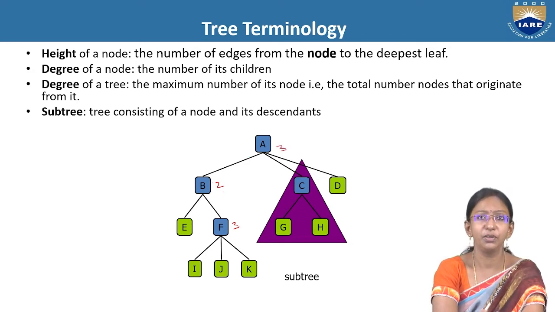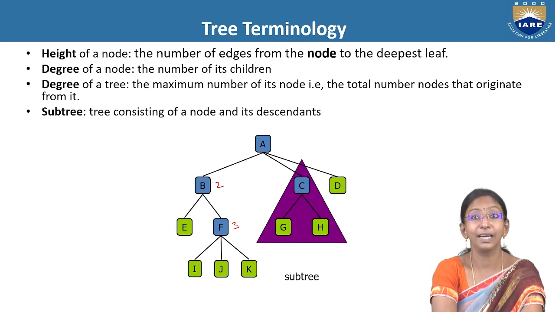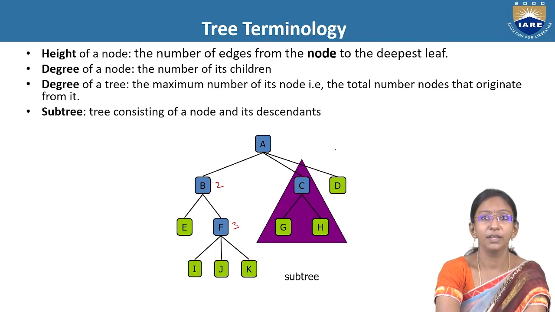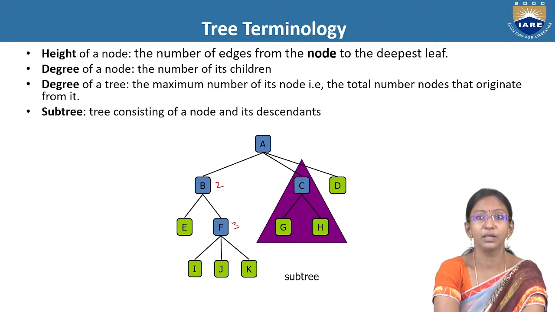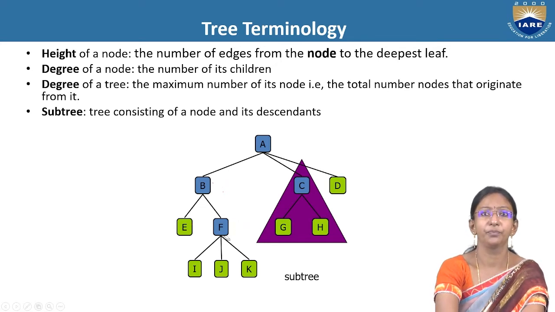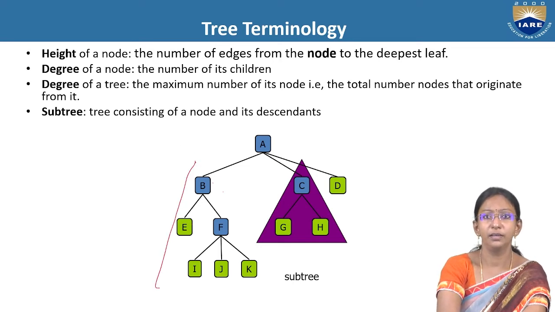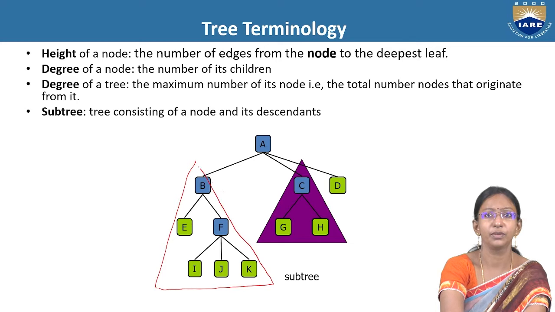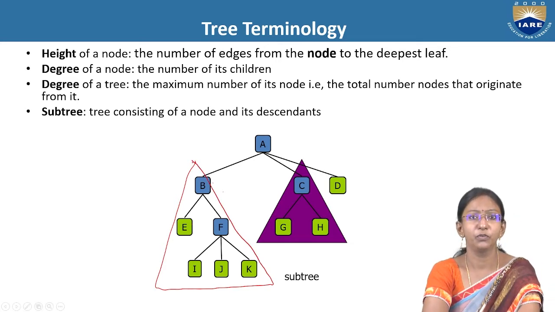Coming to the subtree. A subtree is nothing but a tree having a node and its descendants. For example, the one which I have highlighted in violet is a subtree, which is headed by C and its children are G and H. It is one of the subtrees. Or you can also have another subtree headed by B, which is having children E, F and grandchildren I, J, K, right? So this is the concept of subtrees.